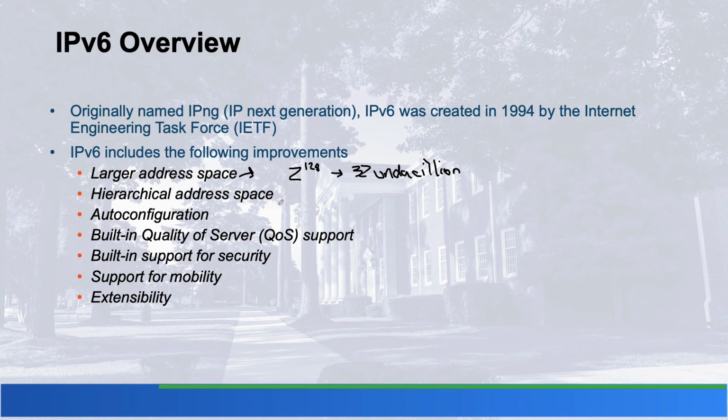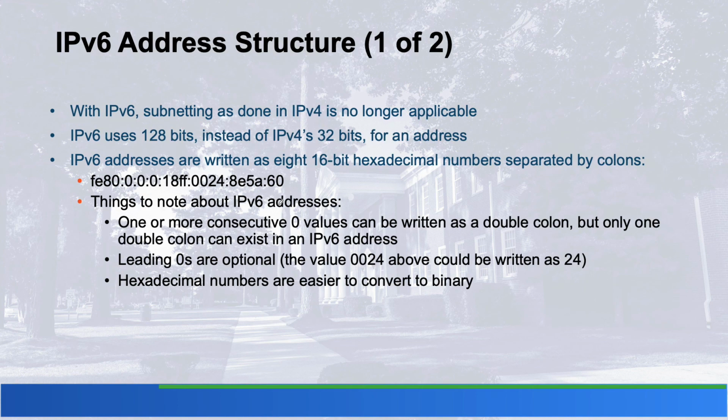Security is built in, whereas no security was built into version 4. Support for mobility, so I can move from network to network and not have to change IP addresses. And extensibility, which means I can add features to it. IP version 6 was created in 1994. We don't do subnetting like we did in version 4 anymore.